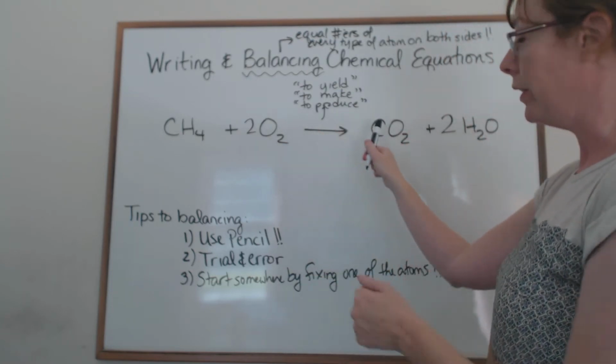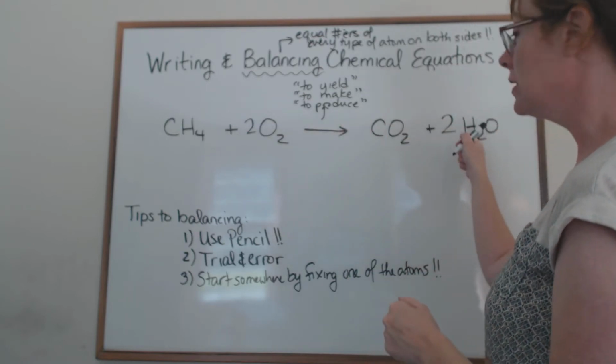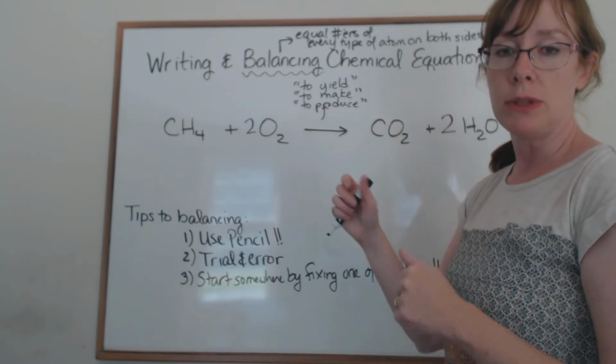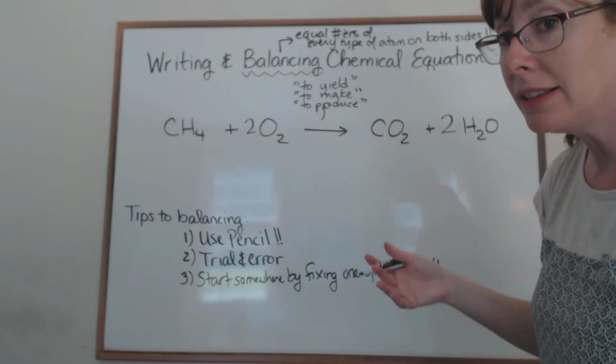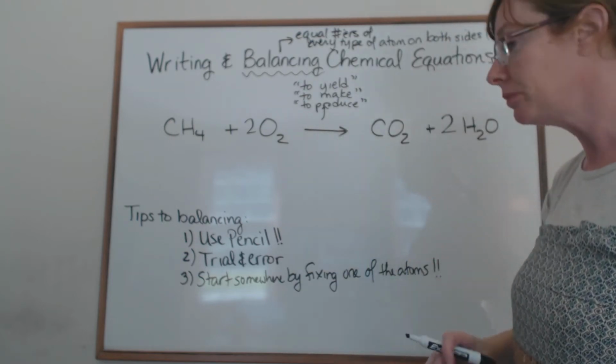just make sure. 1 carbon on both sides, yes. 4 hydrogens on both sides, yes. 4 oxygens on both sides, yes. And then you're balanced, and that is a balanced chemical equation.